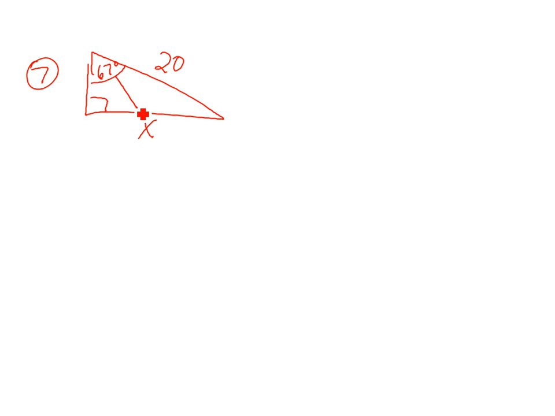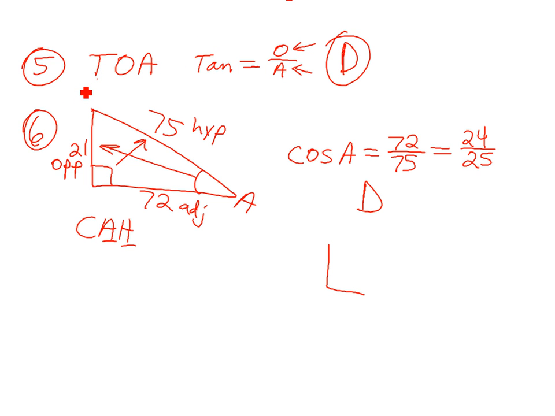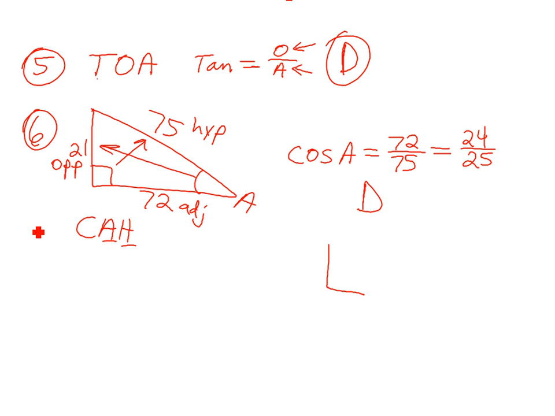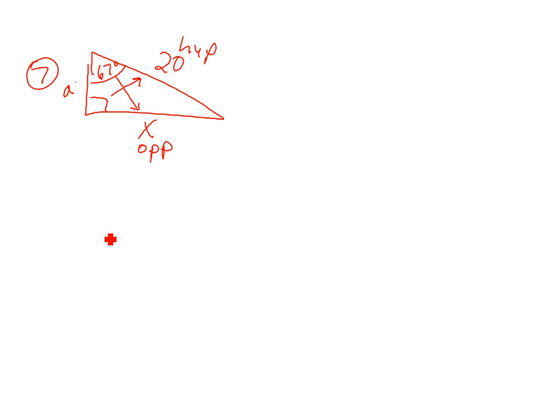Number 7. Give you a triangle, it looks like this. 67 degrees is that angle. This is 20, this is X. We're going to be using SOHCAHTOA, so we label the triangle according to that angle. That's your opposite leg. That's your hypotenuse. This is your adjacent leg. We really don't care about the adjacent leg this time.